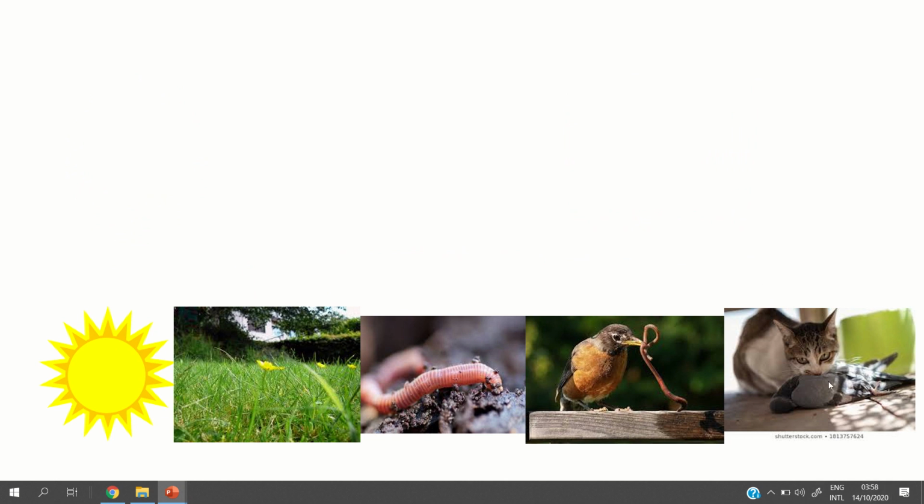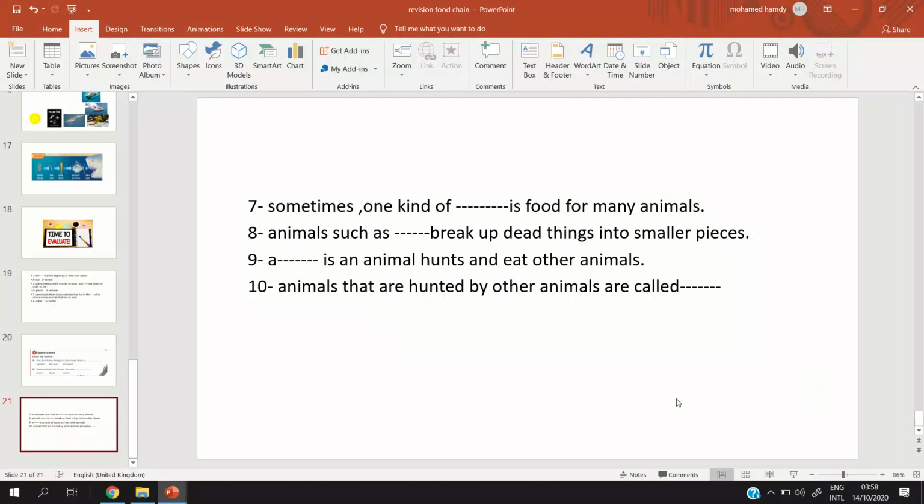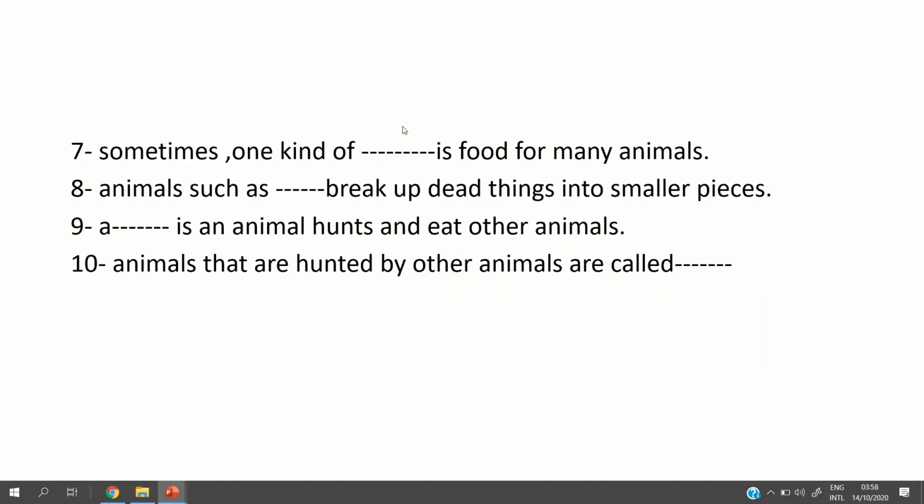Many animals can eat this bird. Maybe the dog also can eat the bird. Maybe the cat. Maybe the human eats the bird also. So sometimes one kind of animal is food for many animals.